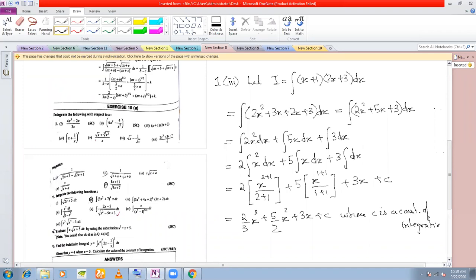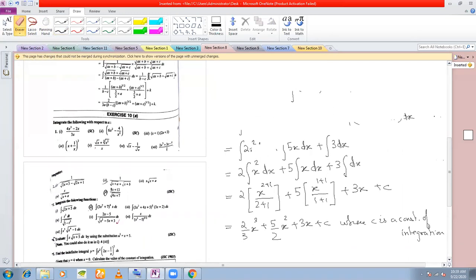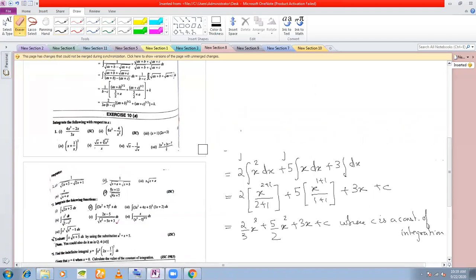Okay, this is how you evaluate this. So let us do the next one. 1 6. 1 5, will you be able to do 1 5? 1 4 is very easy. You just expand by a plus b whole cube formula. Will you be able to do 1 5?